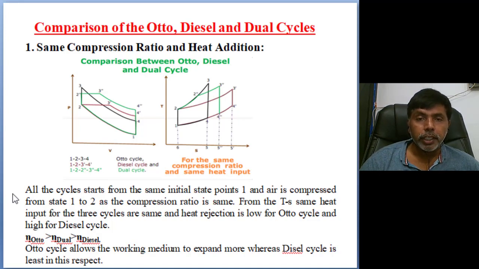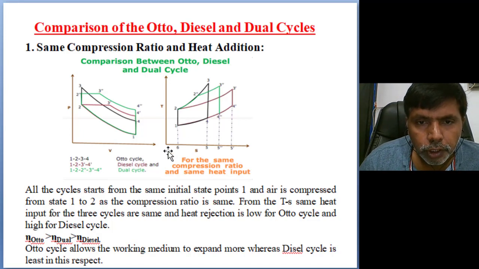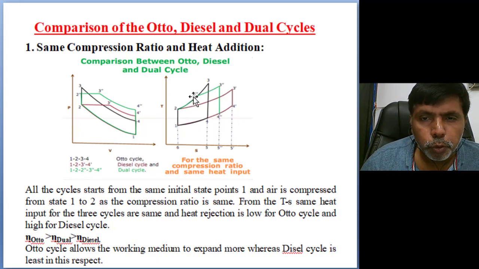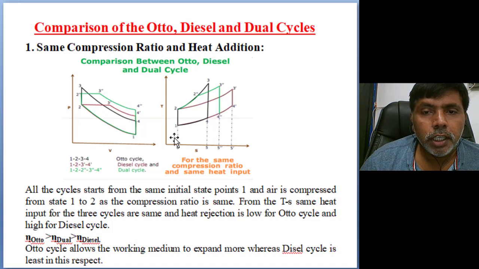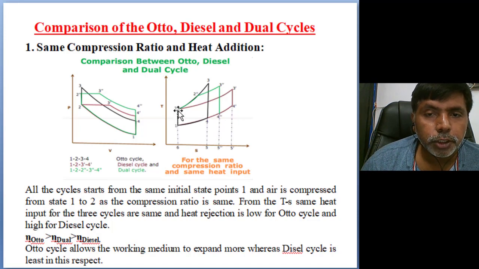If the compression ratio is same, 1 to 2, in the TS diagram you can see the compression ratio is same, 1 to 2, and same heat addition. Same heat addition means all cycles' areas in the TS diagram must be same. So 1, 2, 3, 4 is the Otto cycle, that area, and 1, 2 dash, 2 double dash, 3 double dash, 4 double dash and 1 is the dual cycle, and 1, 2, 3 dash, 4 dash and 1 is the diesel cycle. These 3 cycles' areas in the TS diagram must be same, and the compression ratio also same, 1 to 2.